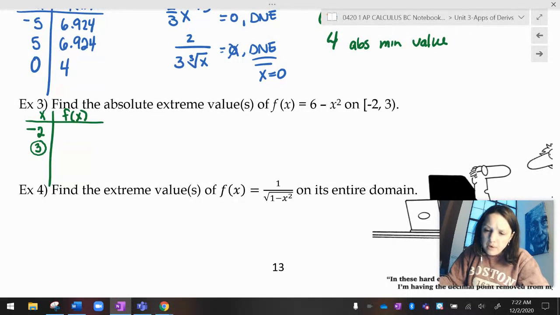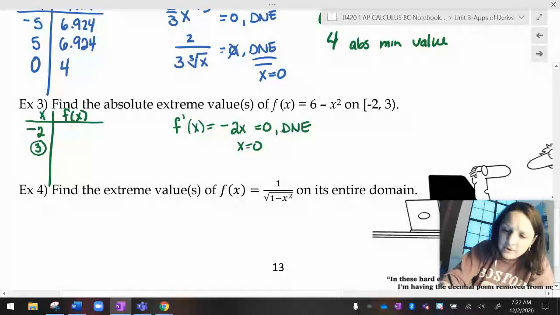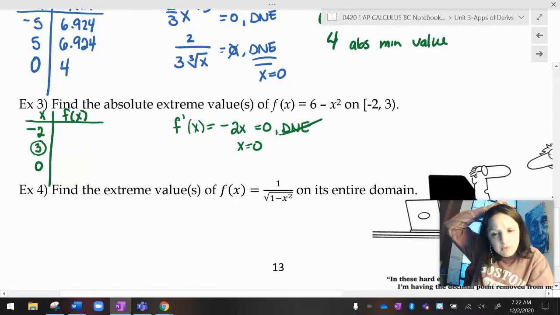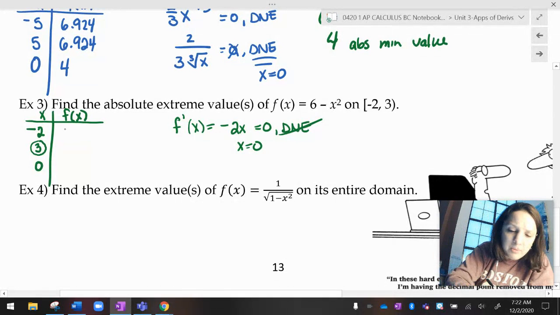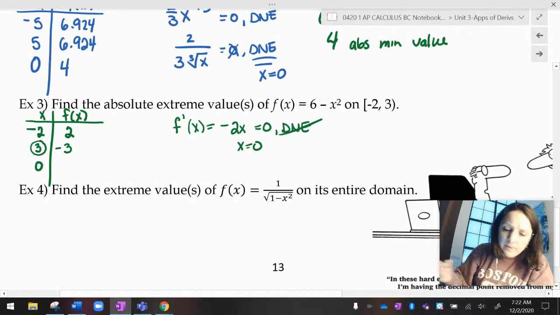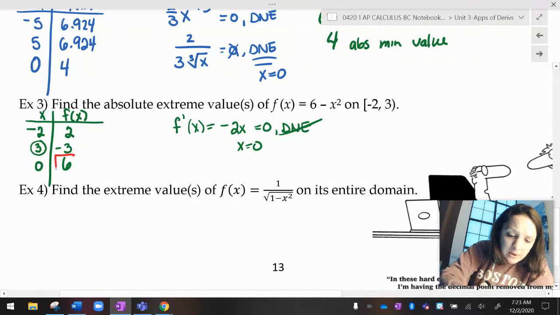Okay, so I think about that, and then I need to test my critical point. So f prime of x is going to be -2x. That equals 0 or DNE. It's going to equal 0 at x equals 0. It always exists. All right, so if I plug -2 in for x, I don't really need a calculator for that. That's going to be 6 minus 4 is 2. If I plug in 3 for that, 6 minus 9 is going to be -3. And if I plug in 0 for that, I'm going to get 6. So what I'm realizing is that this is my absolute maximum value.